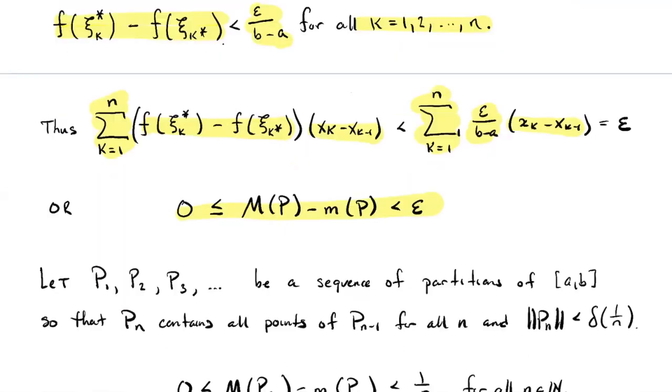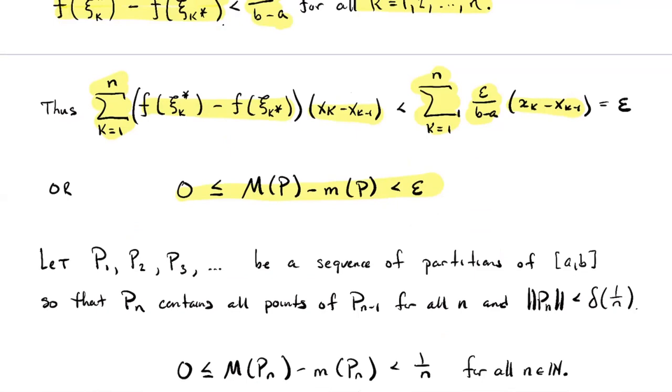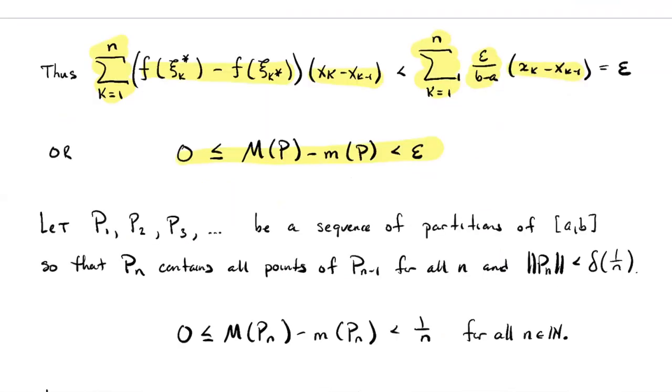Okay, so that's a stopping point. I can do that for any epsilon. So I'm going to do it for some strategic epsilons. I'm going to pick a sequence of partitions. Let me tell you about P1.